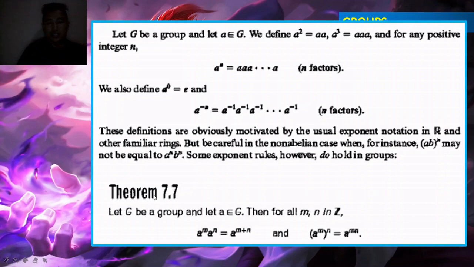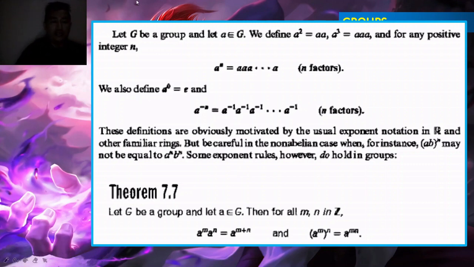Okay, diretso na ta dili, class. But be careful in the non-abelian case. For instance, AB to the power of n may not be equal to A to the n times B to the power of n. Di ba dapat equal na siya, class? Pero kung sa non-abelian, not necessarily equal na siya. So some exponent rules, however, do hold in groups, but only in some groups.